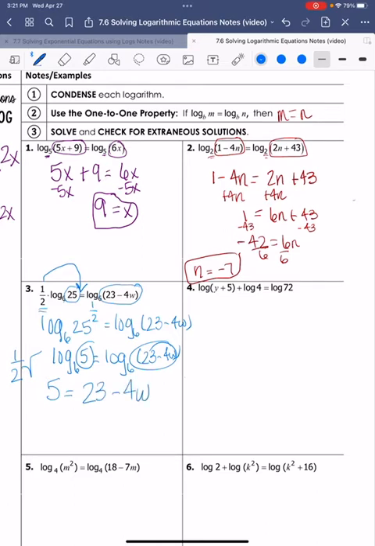Subtract 23, I think that's negative 18. Divide by negative 4, and that is positive 18/4, which does reduce to 9/2. Always reduce. You will lose points if you don't reduce.